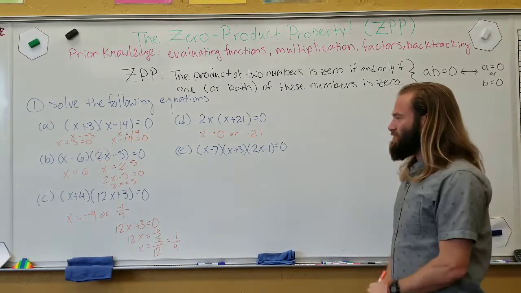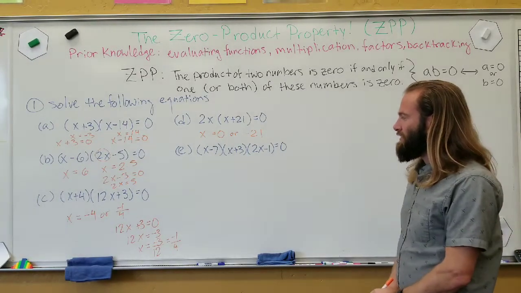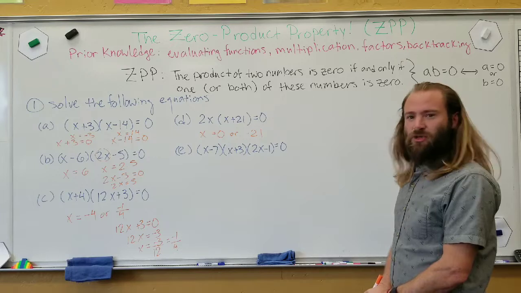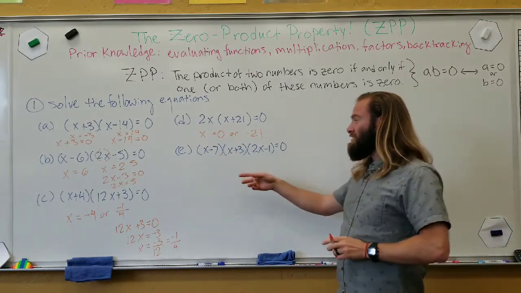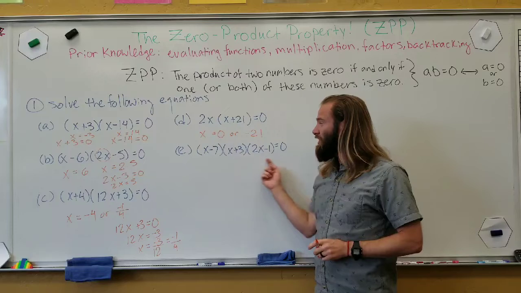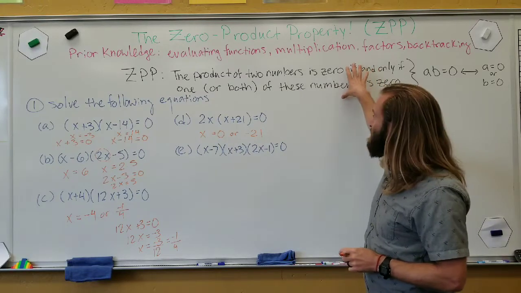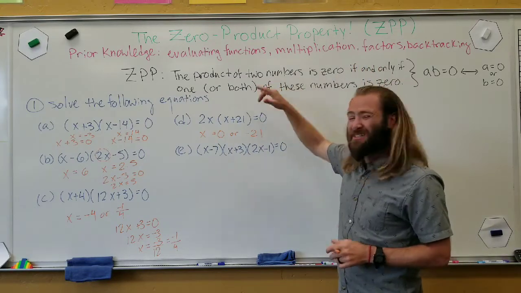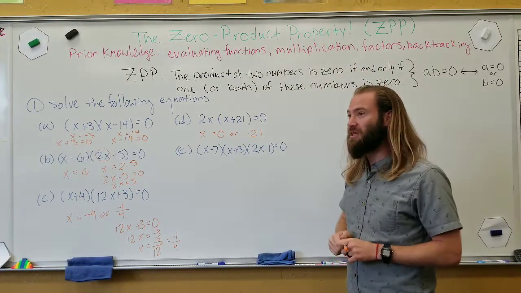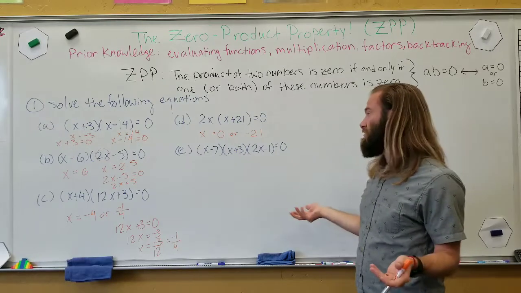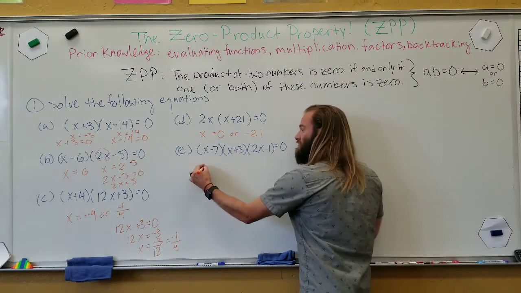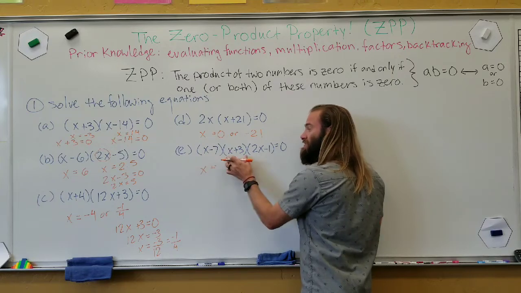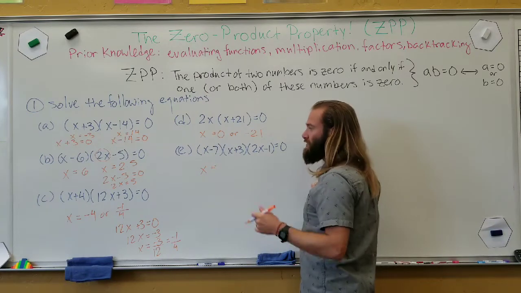And E is a little bit interesting because it doesn't just have two pieces anymore, right? But the good thing is it still applies. This says the product of two numbers. Technically, the ZPP could be stated as two or more numbers, right? And I think we could all believe that. So there's actually three solutions for this one because there are three factors being multiplied and they're all different.